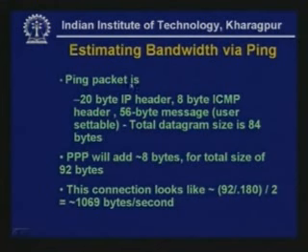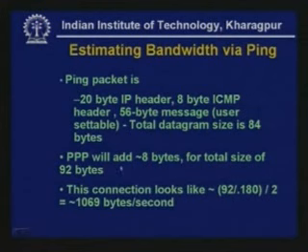We can estimate the bandwidth also, not only the round trip time. Of course this works only for a few hops; if it is beyond a number of hops, your ping will not work. But the ping packet can estimate the bandwidth. Let us say, what is the total? A 20 byte IP header, 8 byte ICMP header, 56 byte message, which can be set by the user. So the total datagram size is 20 plus 8 plus 56, that is 84 bytes. So 84 bytes was sent.